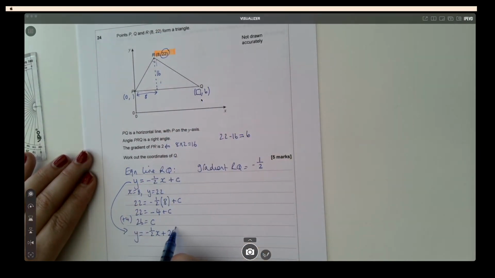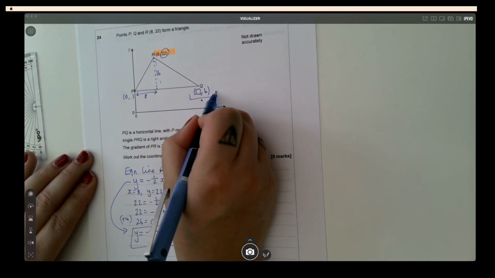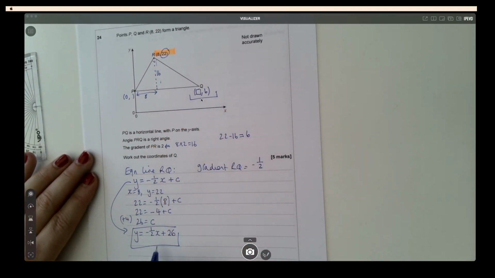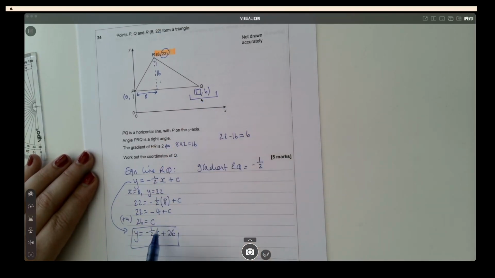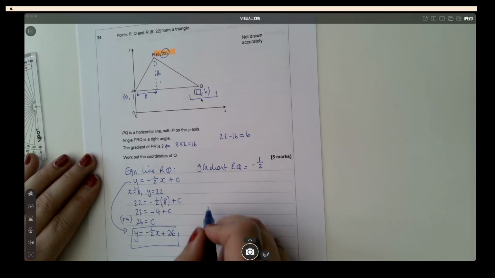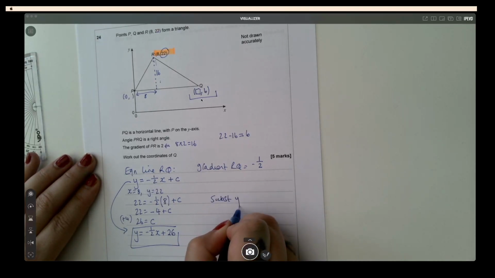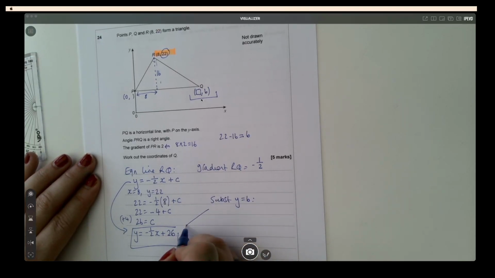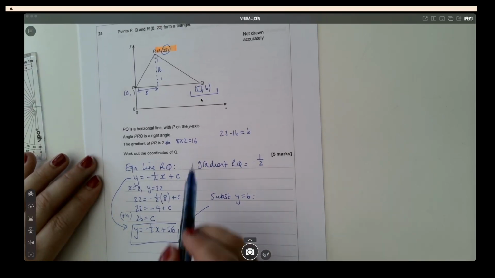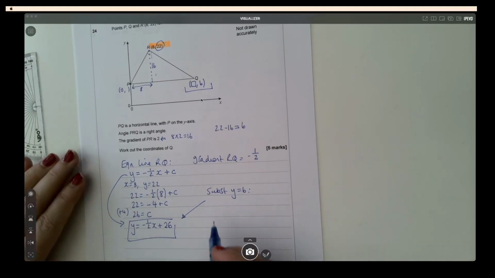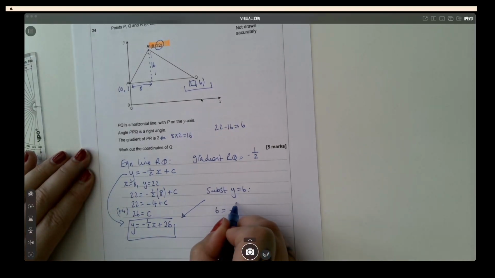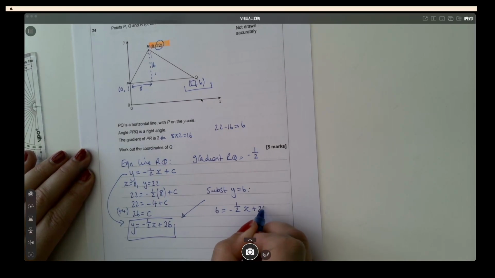So now we can use this equation and the part of the coordinate we know for Q to find out the x coordinate. We know what the y value is. We're looking for the x value to complete that coordinate. So we're going to substitute y equals 6 into this equation here, and it's because we know Q's got a y coordinate of 6. So 6 equals negative a half x add 26.